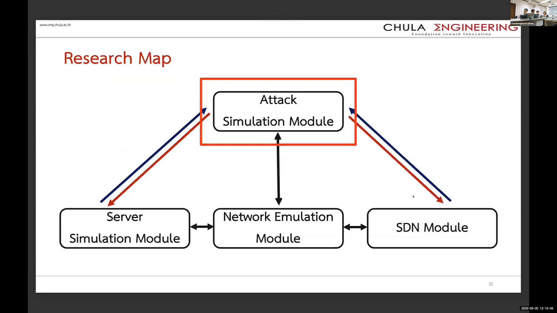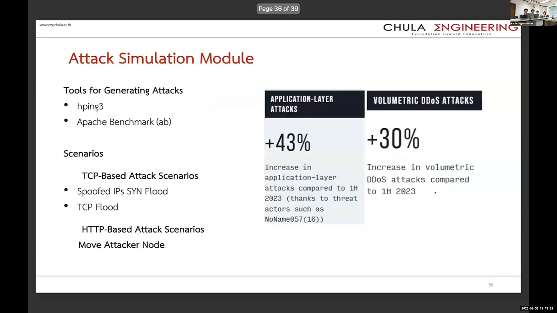Next we will talk about the attack simulation module. For tools on the attacker side, we have HPing3 and Apache Benchmark. We have 2 scenarios. The first one is TCP-based attack scenarios. We have spoofed IP SYN flag, where we use a fake IP, and TCP flag where we use the real IP address. The next one is HTTP-based attack scenarios. We use this because we want to attack the server, so we try to use the protocol whose port the server has open to receive. So we use both TCP and HTTP to attack.